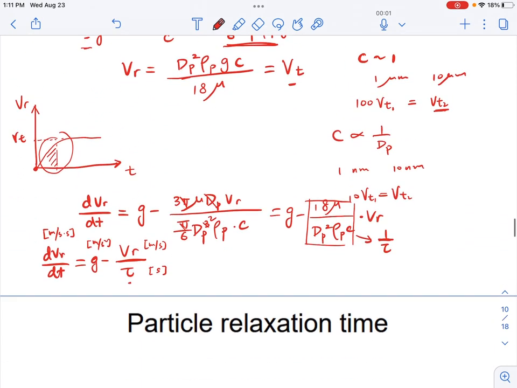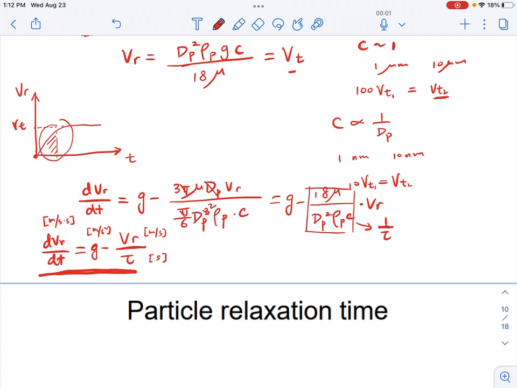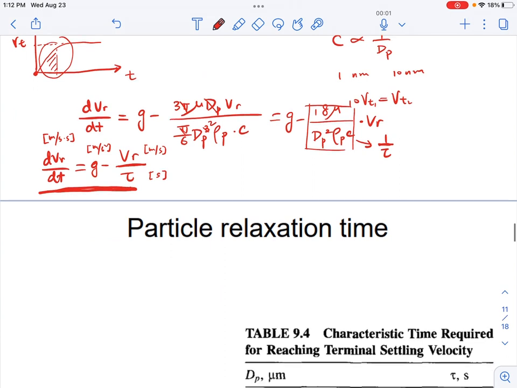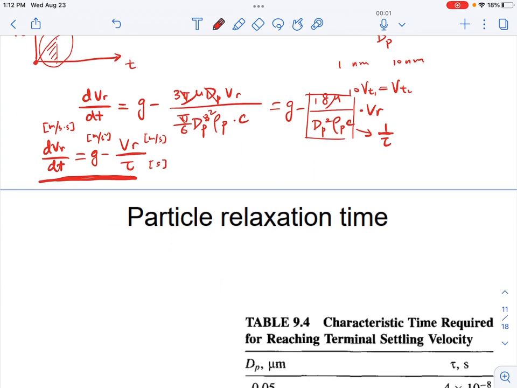So then we simplify this differential equation into this equation here by substituting a pretty complex term as tau. And also you should find out that this term is not changing with time, right? So viscosity, particle diameter, density, and the Cunningham slip correction factor are not time dependent. So they can just be treated as constants. So now we can further simplify or rearrange this term. So you have dV/dt equals 1 over tau, and then g tau minus Vr.